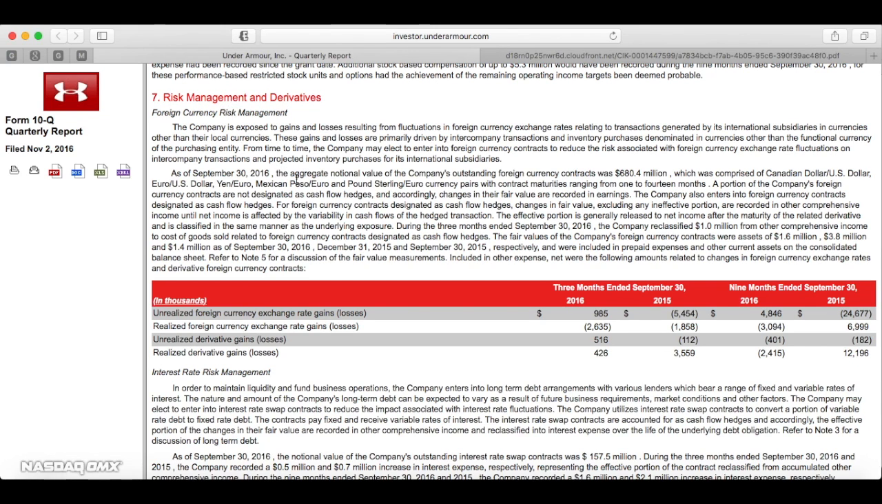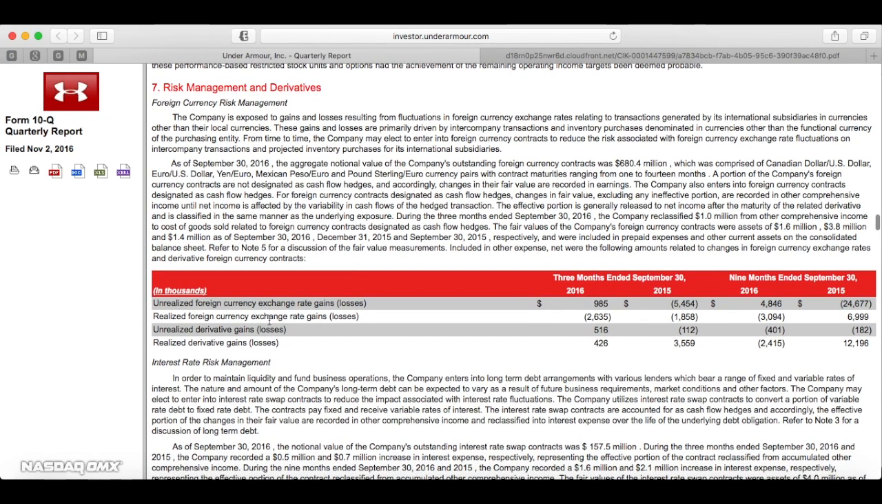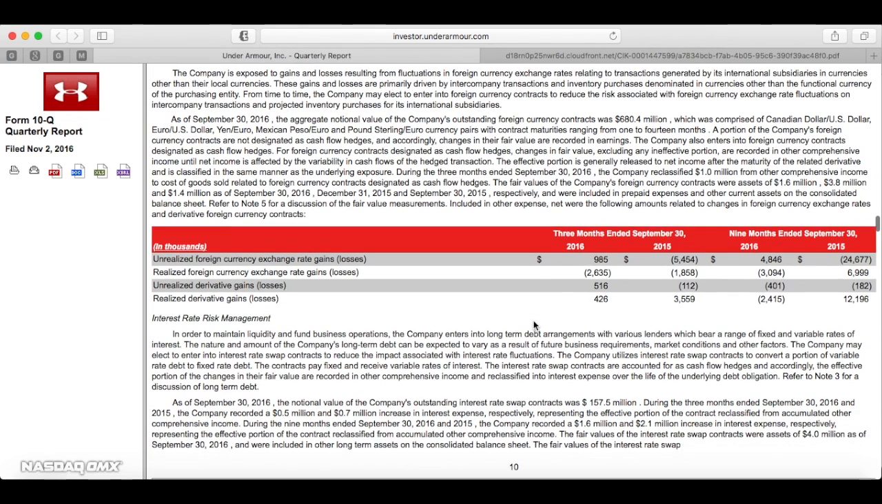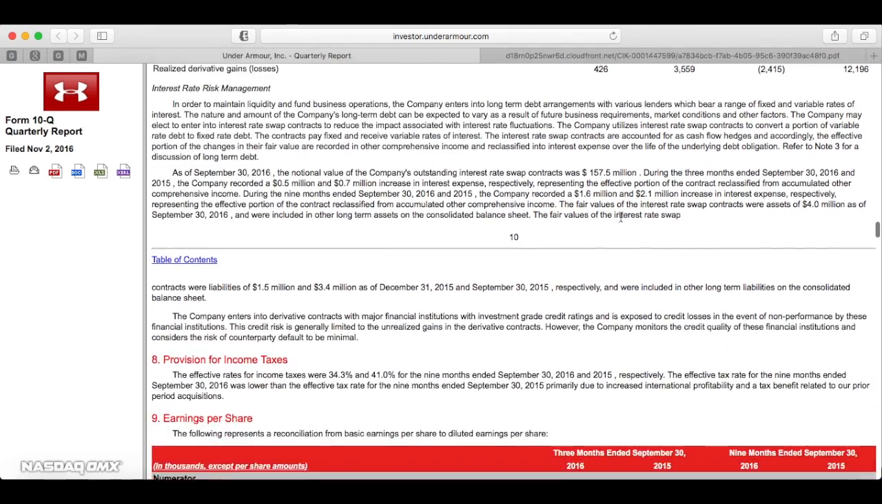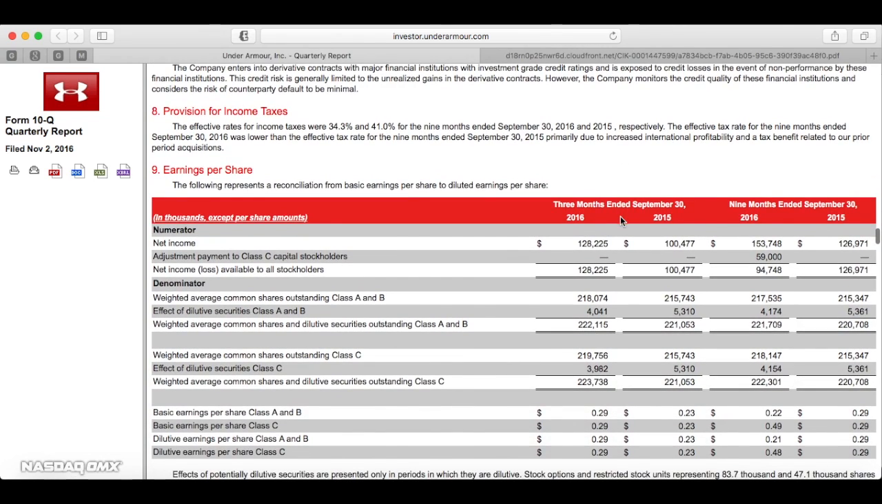Risk management and derivatives. Again, this is more currency exchange stuff. This is to protect the company against currency exchanges, or certainly the company collects currencies from around the world for all its goods, and so it has to do different kinds of exchanges on that. And so this is kind of the math behind it. It's fairly small numbers. As Under Armour grows, certainly I know they're growing, we'll get into they're growing their international sales quite a bit. So these numbers definitely might become more significant for a company like that.